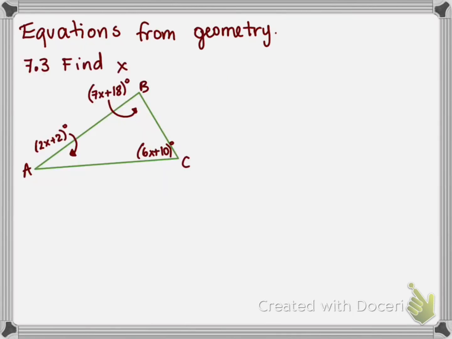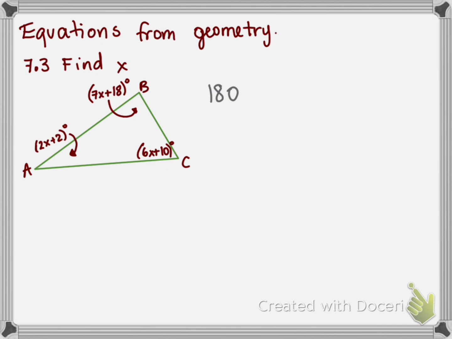The next section is equations from geometry. And what we want to do here is use the knowledge we have from geometry and create the equations that use that knowledge. So let's look at an example. 7.3. It says find x. And it gives us the 3 angles in a triangle in terms of x. Now, what do we know about the angles in a triangle? Well, we know that the sum of all 3 of them is 180.